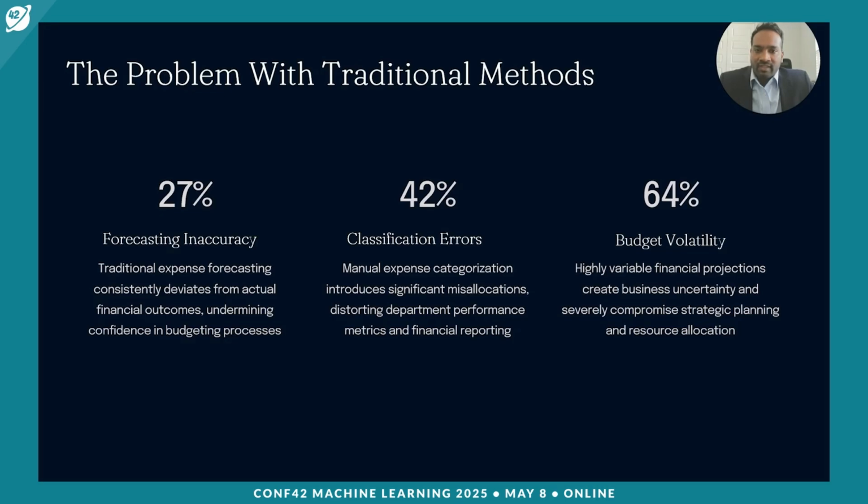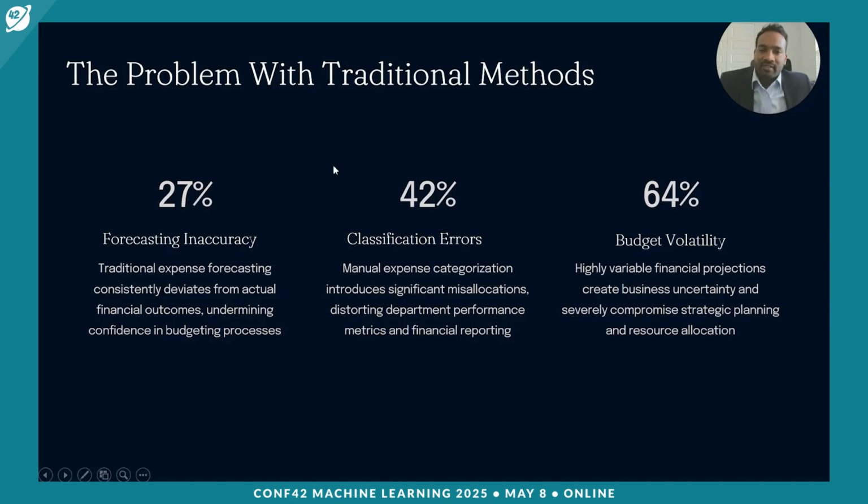With those traditional methods, we see about 27% forecasting error, which means your expense forecasts deviate that much from your actuals, undermining your budget process. And we see about 42% classification errors. These are pure expense categorization errors, and they could lead to significant misallocations of expenses across departments and skew their performance. And overall, this leads to high budget volatility, meaning there's a huge variation in the trust in the budget exercise. So as you can see, traditional methods fall short of expectations and we need a smarter approach.